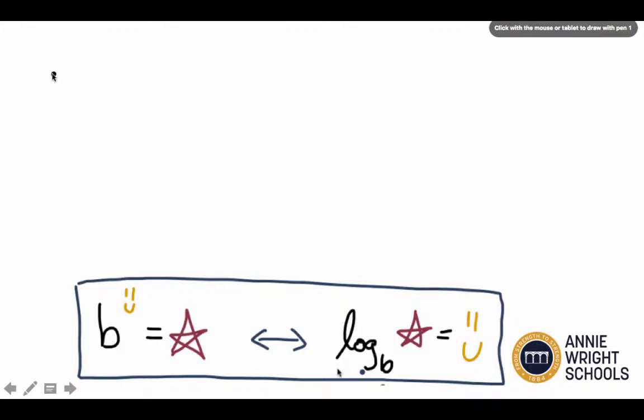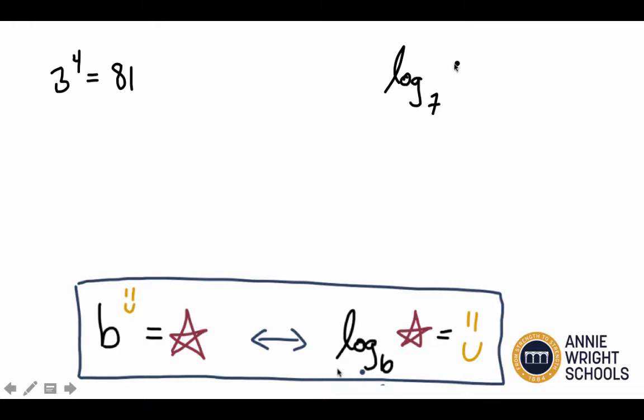If I told you that 3 to the 4th equals 81, write that in logarithmic form. If I told you log base 7 of 343 equals 3, write that in exponential form. Pause the video and give that a try. Based on the definition, if b to the smiley face equals star, then log base b of star equals smiley face. So here, log base 3 of 81 is equal to 4. These two equations say the exact same thing, they're just different forms.